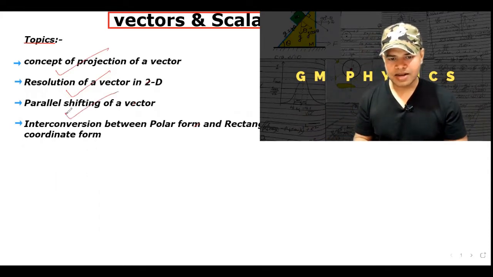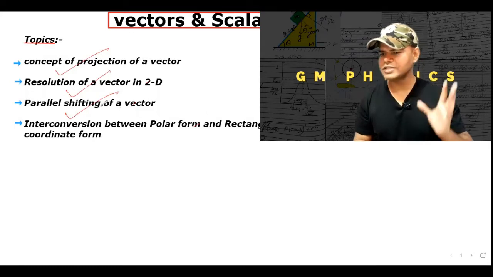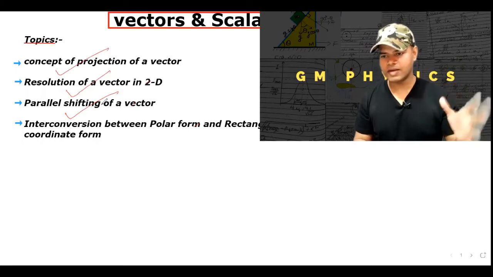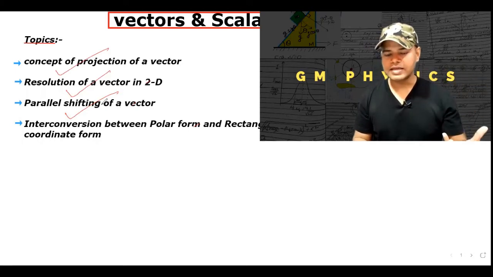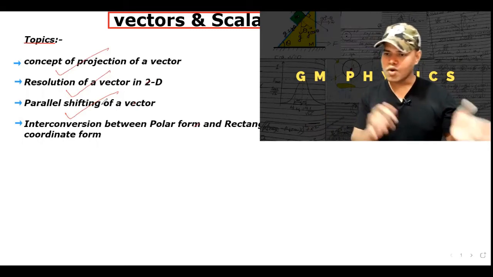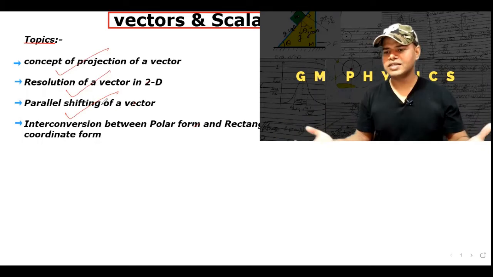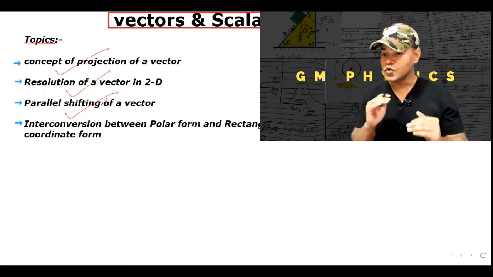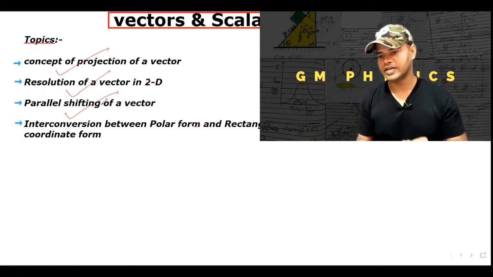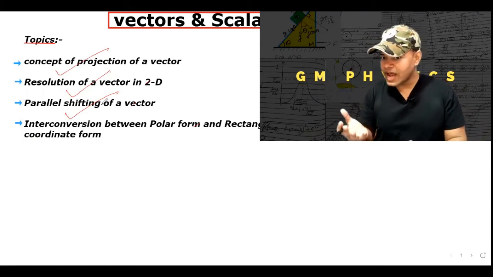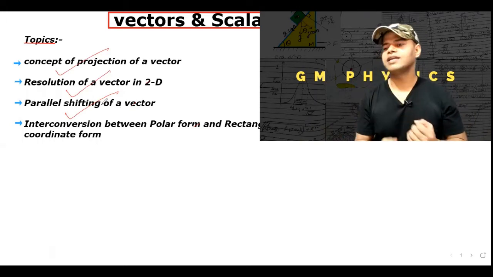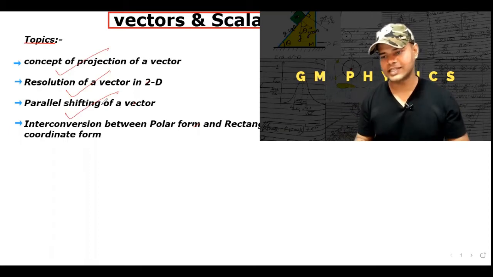Then we'll study parallel shifting of a vector. It is one of the properties of vectors which is very important, and it is used almost in every problem, unknowingly. A vector can be shifted from one place to another anywhere in space, provided you keep it parallel to its initial orientation. You don't change the orientation. Now, why do we do that and how can we do that? Means, what justifies parallel shifting? These both things we'll understand.